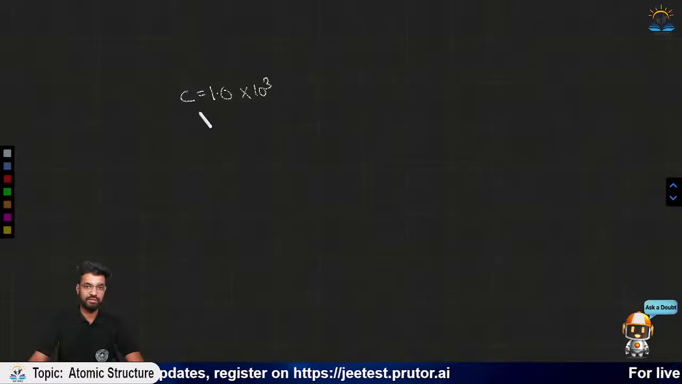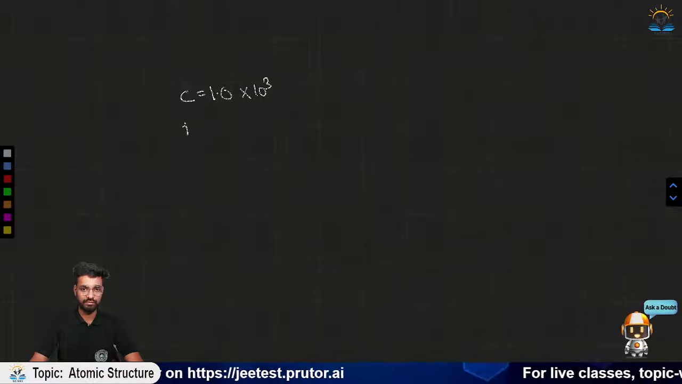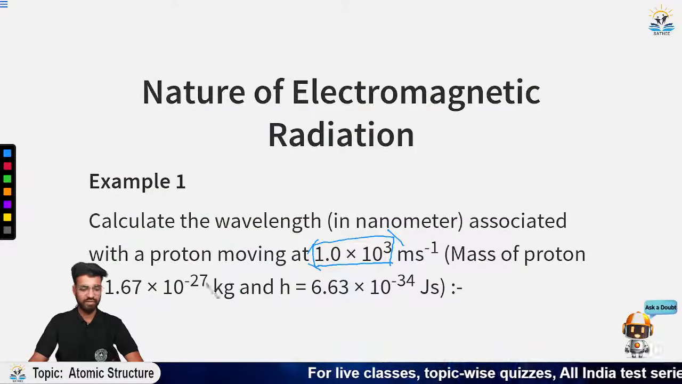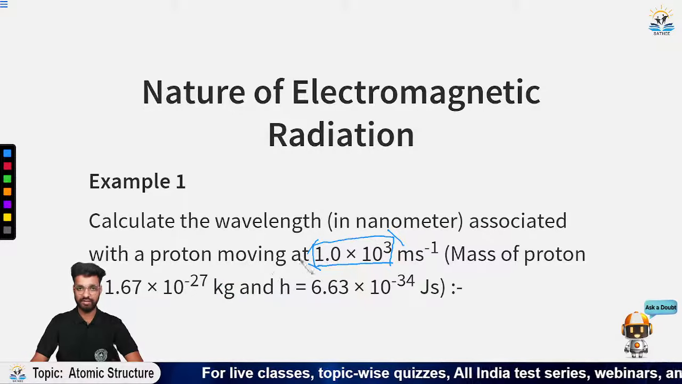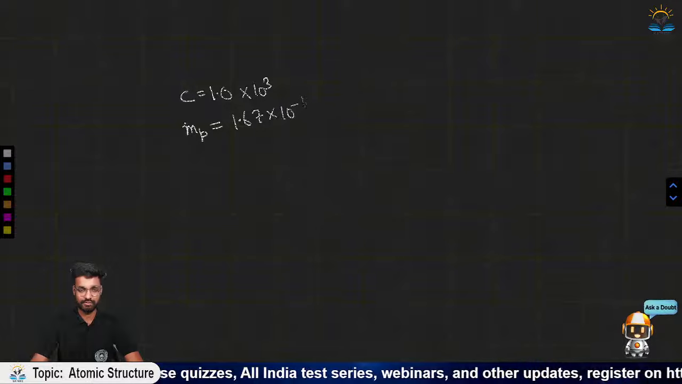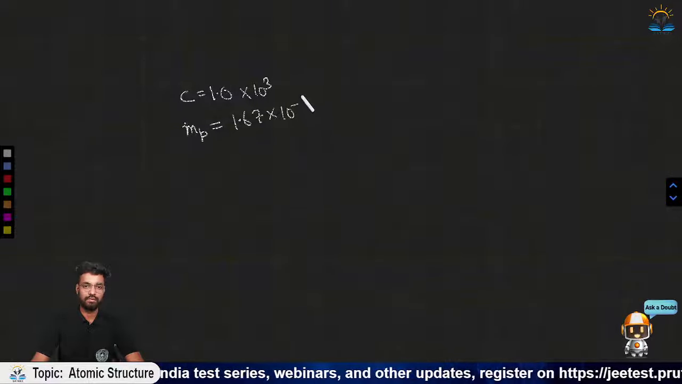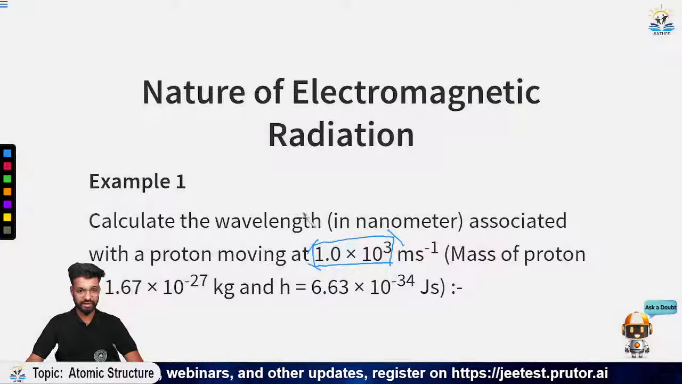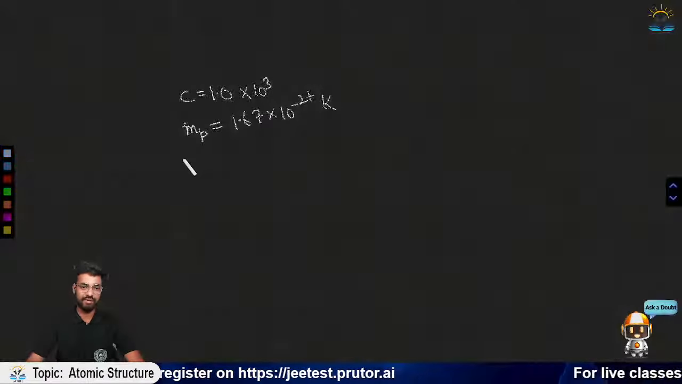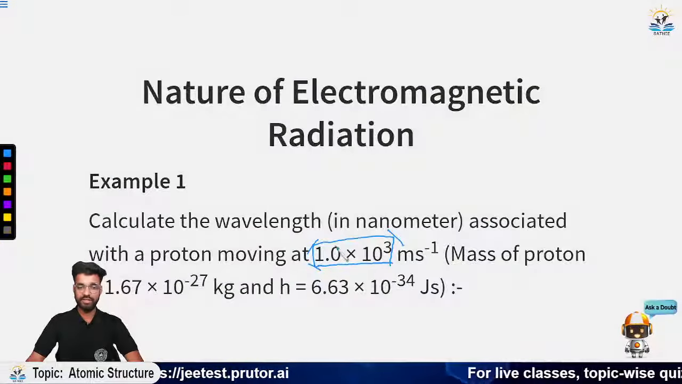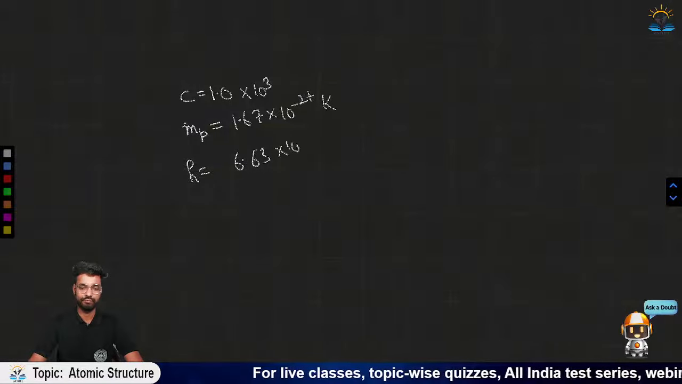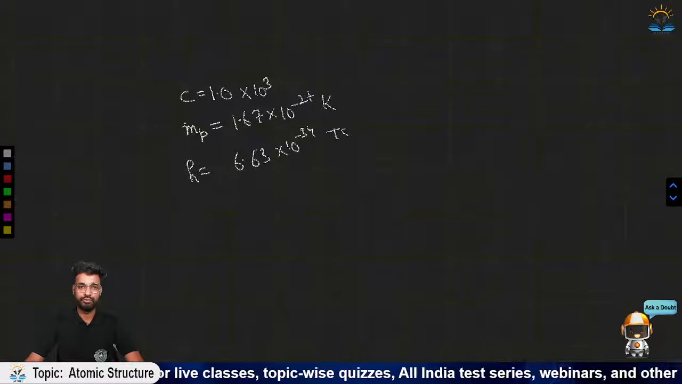The mass of the proton is given. It is 1.67 into 10 to the power minus 27 kg. And again, h is given. So h is 6.63 into 10 to the power minus 34 joule second.